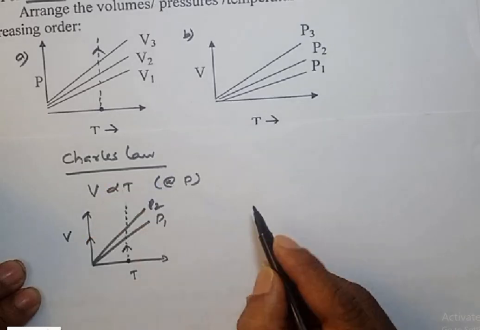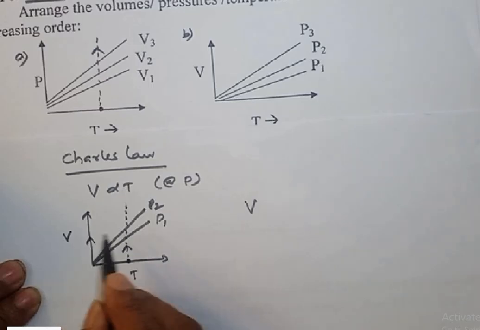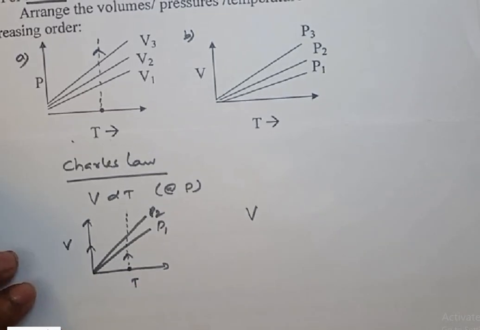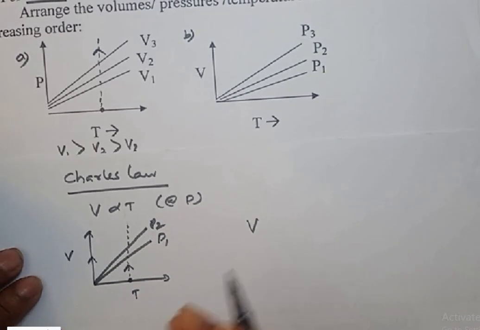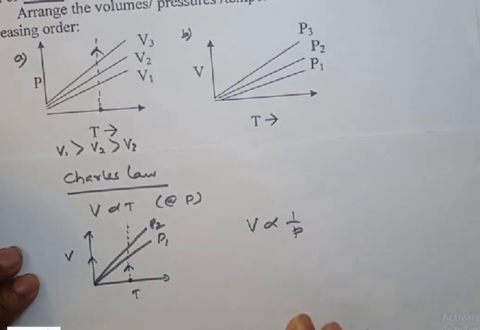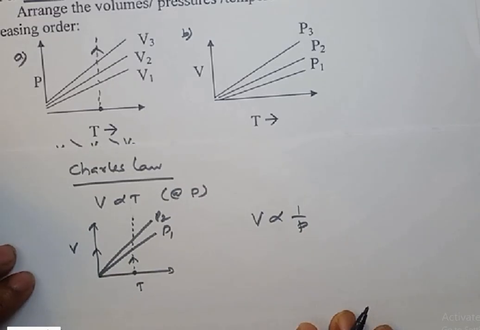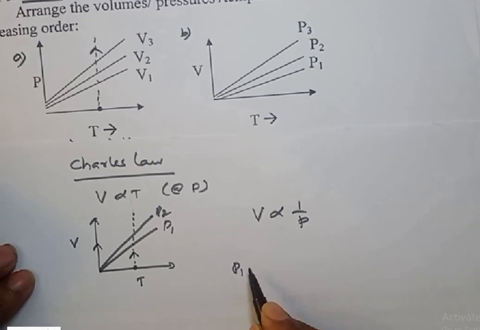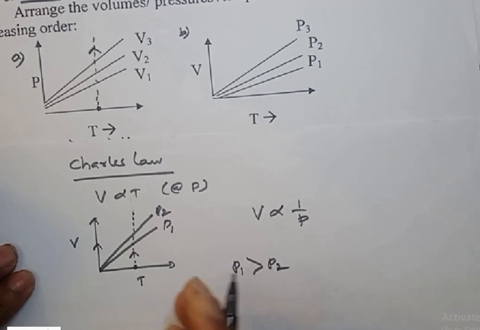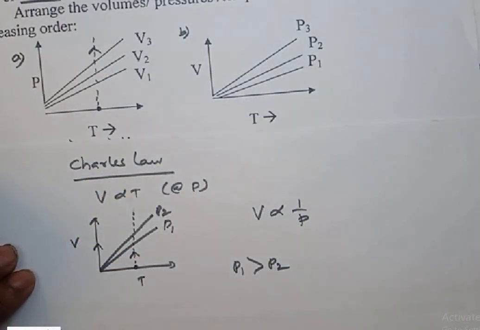Along this line, temperature is constant. At constant temperature, volume and pressure are inversely proportional, as I said before, Boyle's law. So as you move above and above, volume increases, which means pressure is supposed to decrease. Therefore, P1 is supposed to be greater than P2.